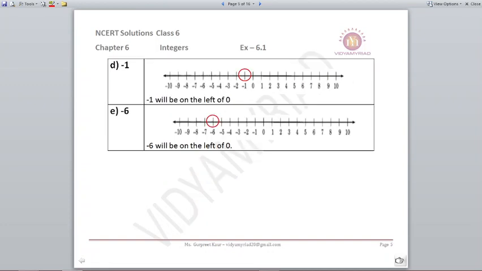Minus 1. Minus 1 is a negative number. Negative is always on the left side of the 0. So mark minus 1 there. And minus 6 is also represented on the left side of the 0.